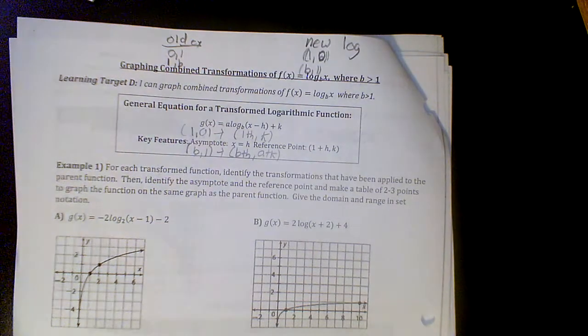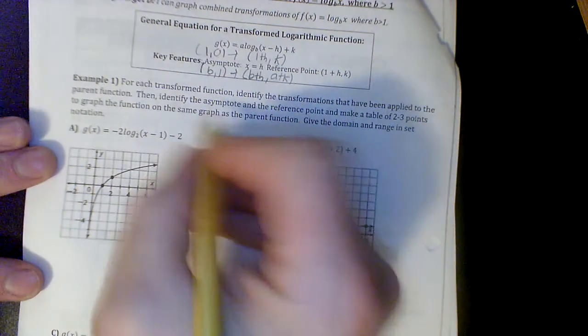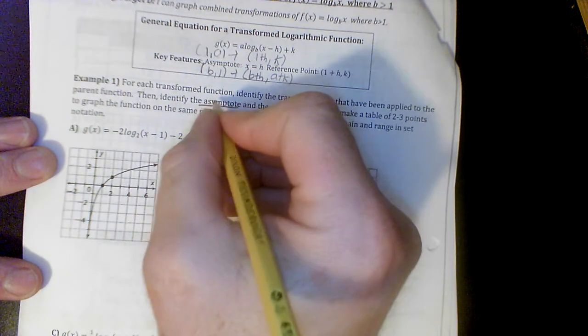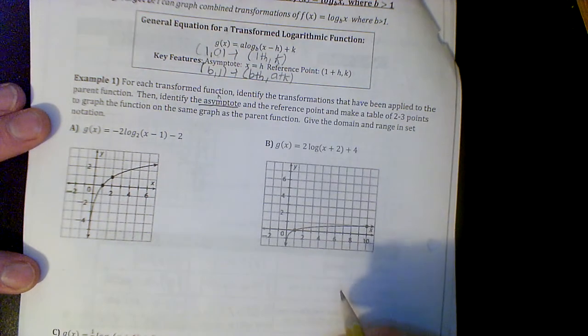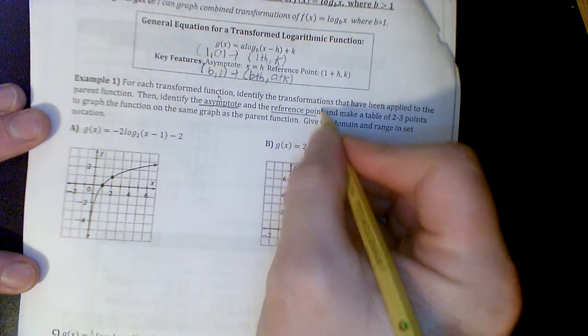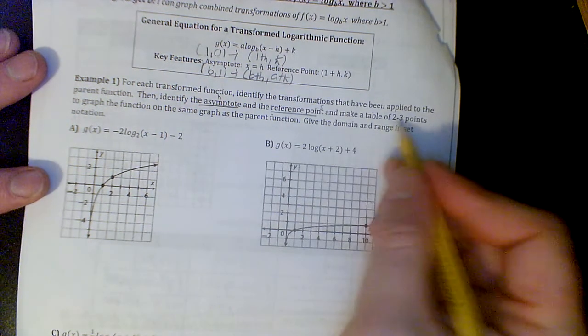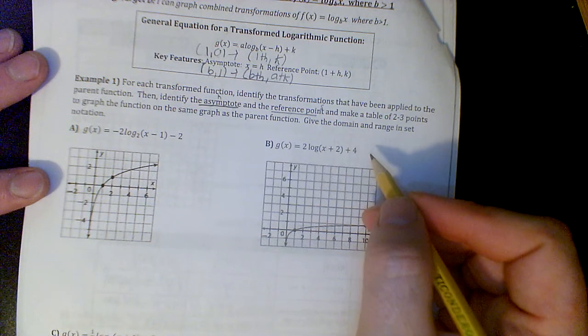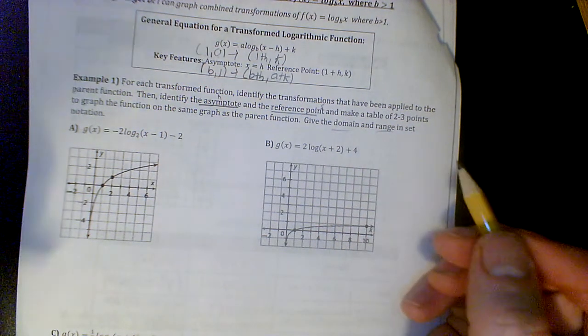Down here they're showing the parent function, all right? And let's see what we're supposed to do. Identify the asymptote. I'm just going to put a little h here, because now we have a horizontal asymptote at h, right? Find the reference points. I'm going to do 2 points. Make a table of 2 to 3 points. We're going to skip the table and do our reference points and graph it. Then we can do domain and range when we're done. Let's do it.